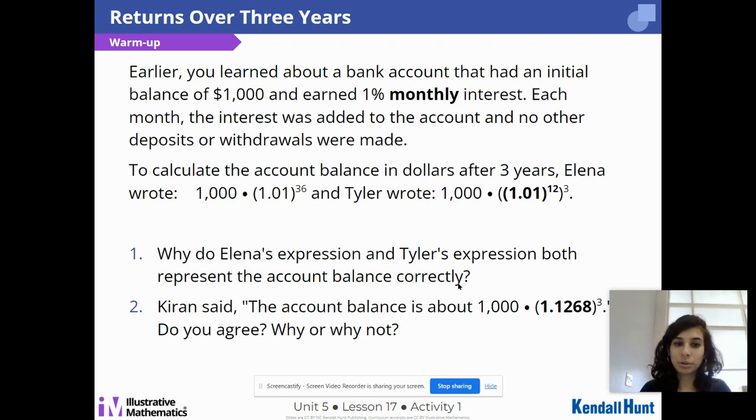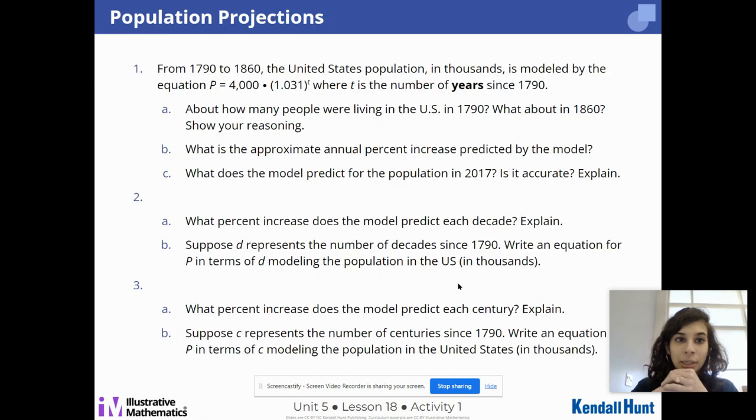And so do you agree the account balance is about 1,000? Kieran says the account balance is about 1,000 times 1.126 to the power of 3. Do you agree? Why or why not? And I want you to look at what we talked about last lesson too. If I evaluate 1.01 to the power of 12, that is my yearly interest. We talked about the idea of a monthly interest. Now we're going to talk about what it means to have a yearly interest instead of my monthly interest. So remember, be careful with our units of time here.